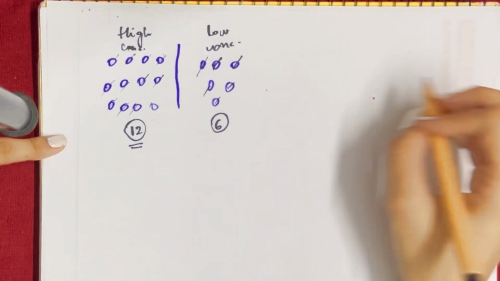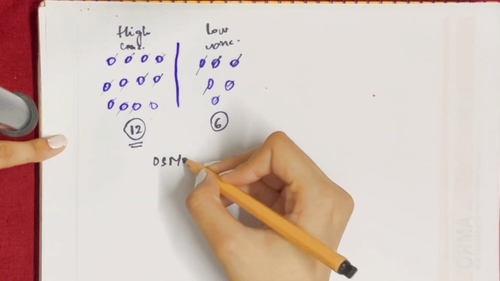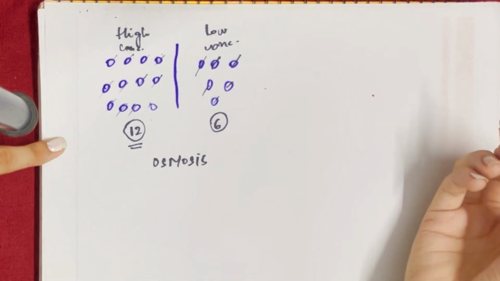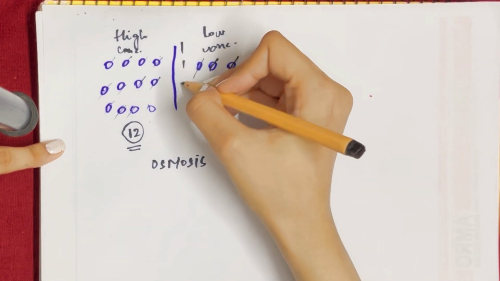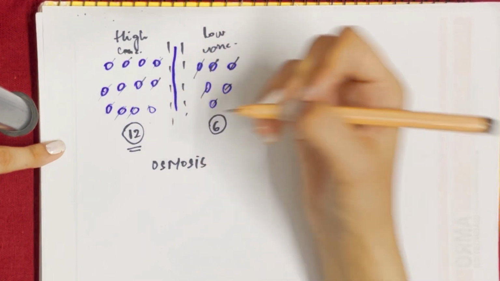Now, in the condition for osmosis, what will happen? Will it move from the region of higher concentration to lower, or from lower to higher?